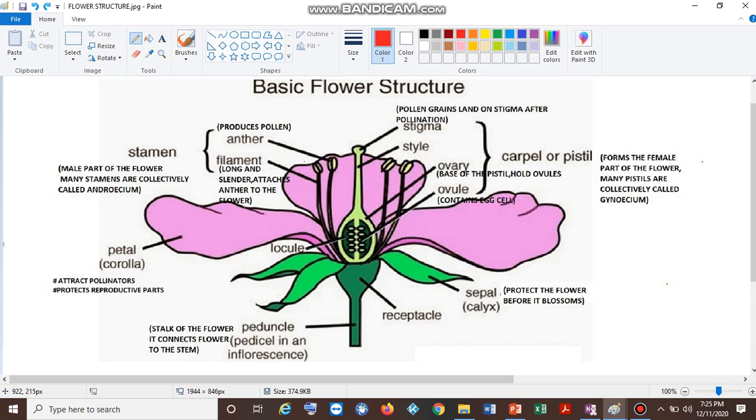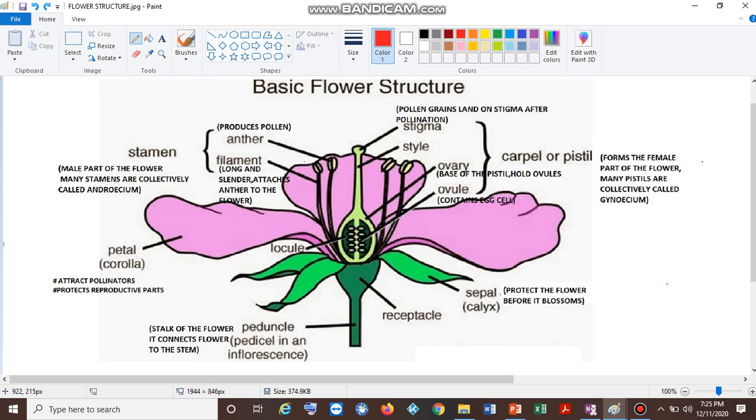Now, there is considerable variation in size, shape and color of the flower. Flowers are of different size, shape, color. But the basic structure of all the flowers remains the same.